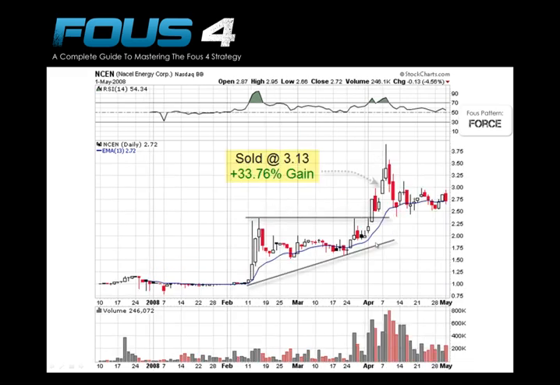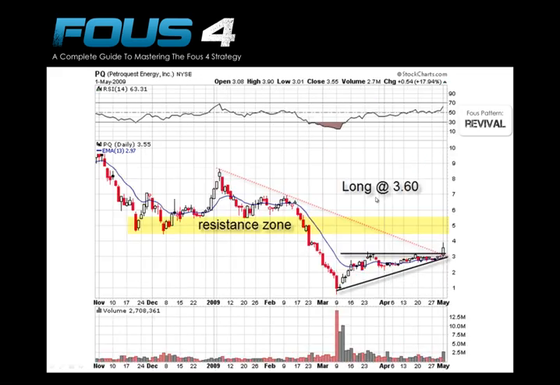So looking forward here, as you can see here, the stock came down and actually retested right about at the midpoint of the breakout candle, then finally bounced from there all the way up to about 375. I took my profits right around the $3 whole number resistance range at 313, got out for a 33.76% gain.